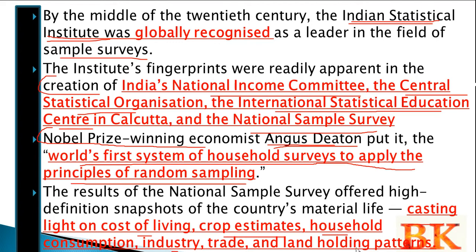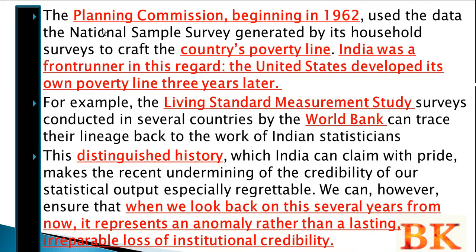Some may be wondering why these surveys and all. If you know about the data, you can plan about the future. That is, if you know about the past, you can prepare for the future. That is what this data also gives us. The Planning Commission, beginning in 1962, used the data generated by the National Sample Survey's household surveys to craft the country's poverty line. The poverty line was done using this National Sample Survey, and the Planning Commission did that. India was a forerunner in this regard. This example you can even quote in case of surveying.